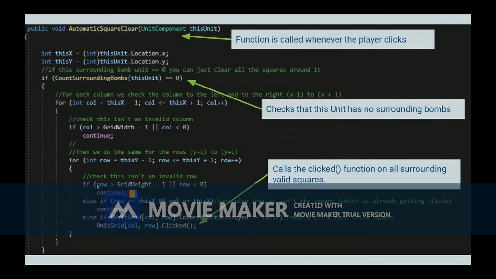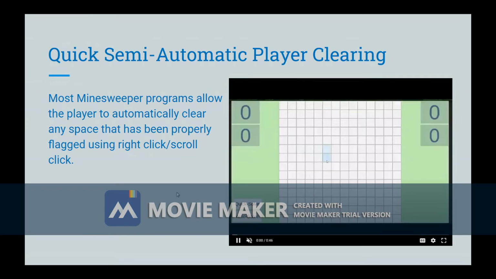So here's the code itself. The function is called whenever the player clicks on an empty tile, which also checks that this unit has no surrounding bombs. And it makes sure that, let's say this is a corner tile, so it's 1x1, it's not trying to click on -1, -1, which would be bad. And as long as it's not outside of the grid, it clicks on the tile. And it keeps on doing this until all the empty squares are cleared.